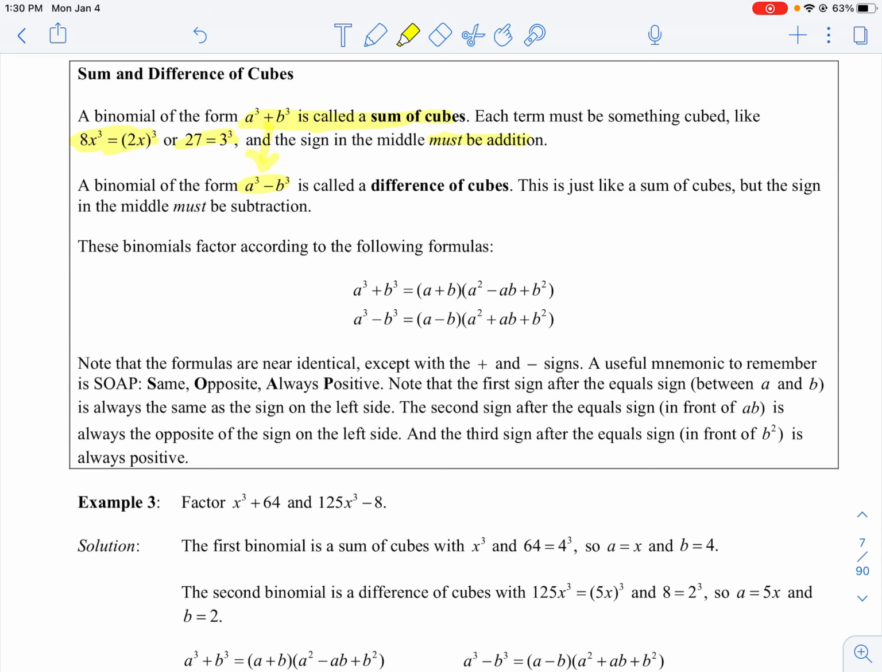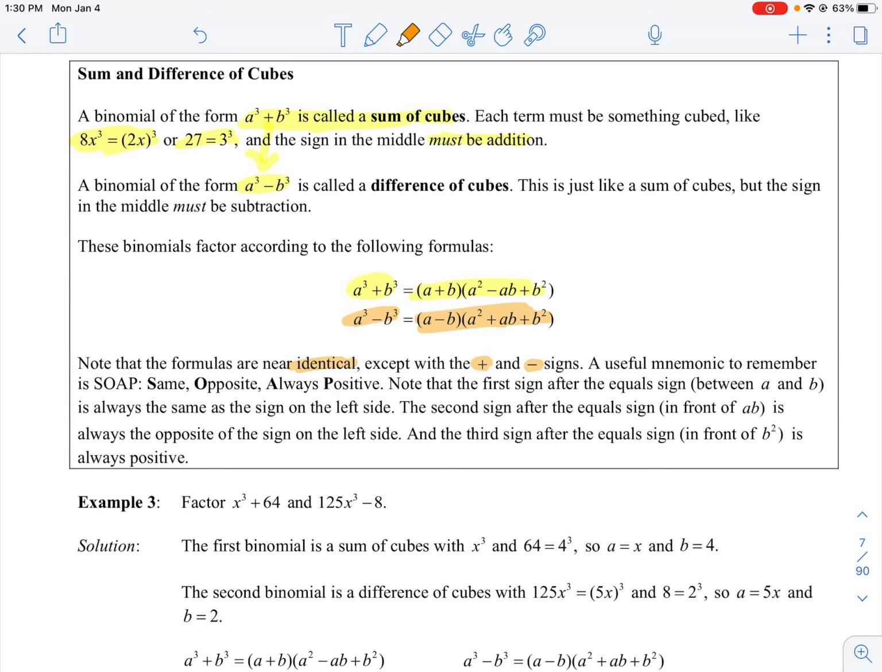These binomials factor according to the following formula. So a cubed plus b cubed factors into the formula a plus b times a squared minus ab plus b squared. On the other hand, a cubed minus b cubed factors into the formula a minus b times a squared plus ab plus b squared. Note that the formulas are near identical except for the plus and minus signs.